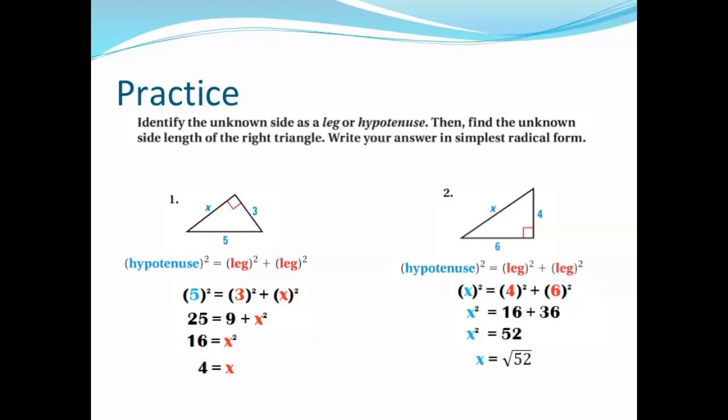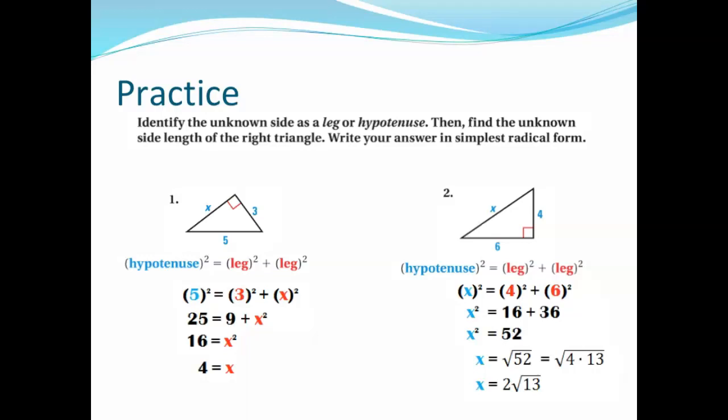And if we want to put this in simplest terms without putting it in a decimal, because it does say to write your answer in simplest radical form, we can write 52 as a product of 4 and 13. And since 4 is a perfect square, we can take that out. So the square root of 4 is equal to 2. So this is equal to 2 root 13.